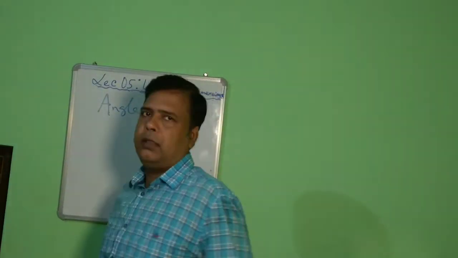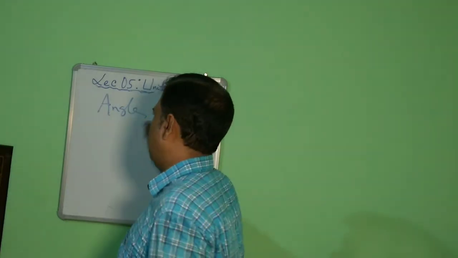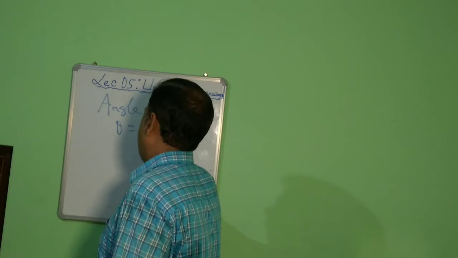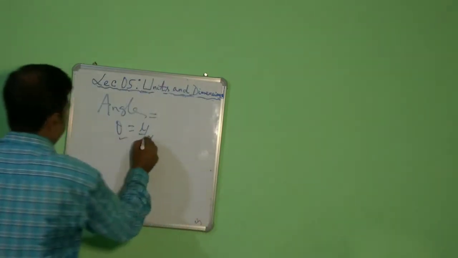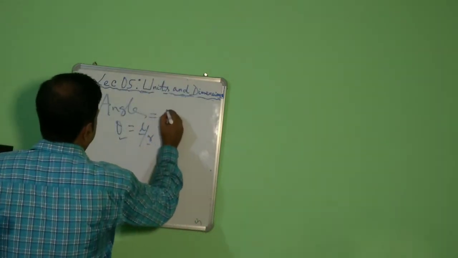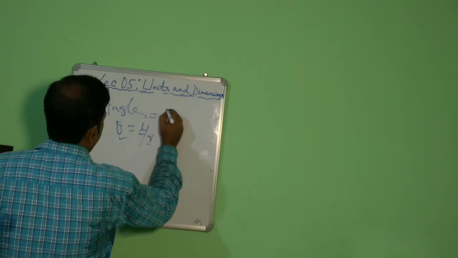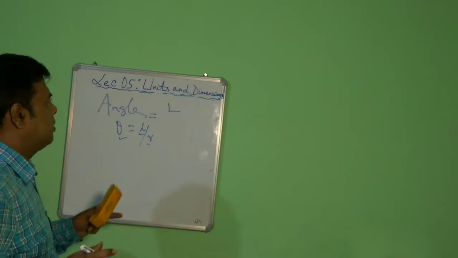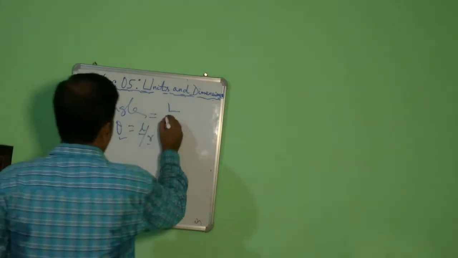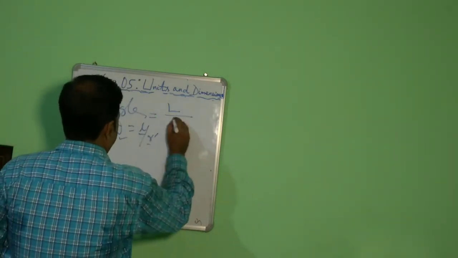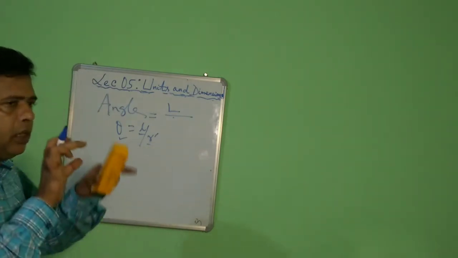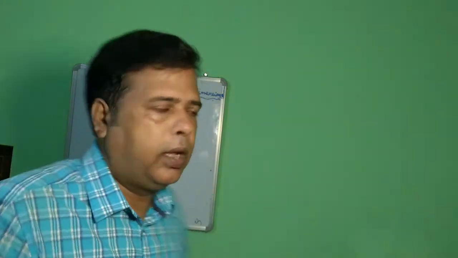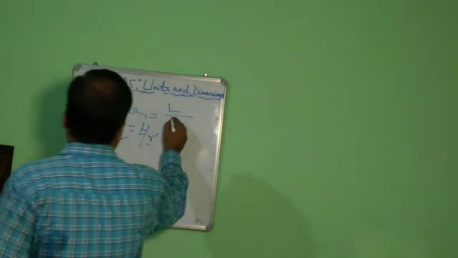But insofar as its dimensions are concerned, angle theta is equal to L upon R. Theta is equal to L upon R. तो L के लिए डायमेंशन होता है कैपिटल L. L is for length, so इसका डायमेंशन होता है कैपिटल L. R का होता है, R is radius, also measured in terms of length. Our radius is nothing but length, so that's why the dimension of R is L.